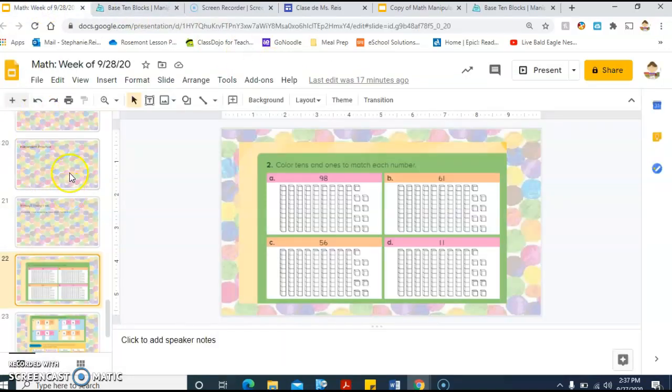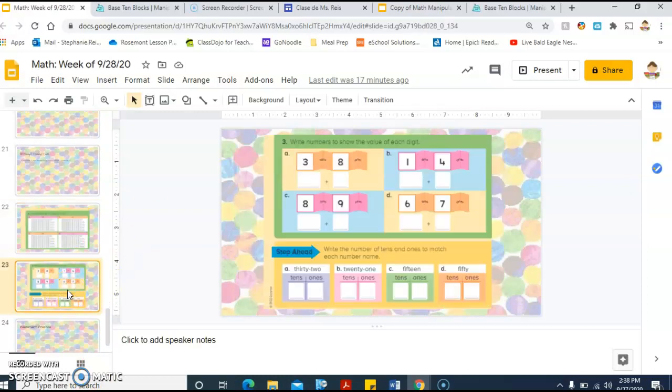Now we're going to continue representing 2-digit numbers in another way. So this says write numbers to show the value of each digit. And on the expander it says 3 tens, 8 ones. So I want you to think about that. How am I going to represent 3 tens, 8 ones? Pause the video and think.